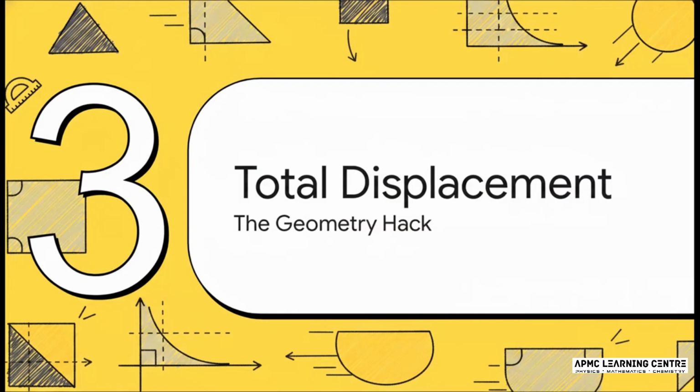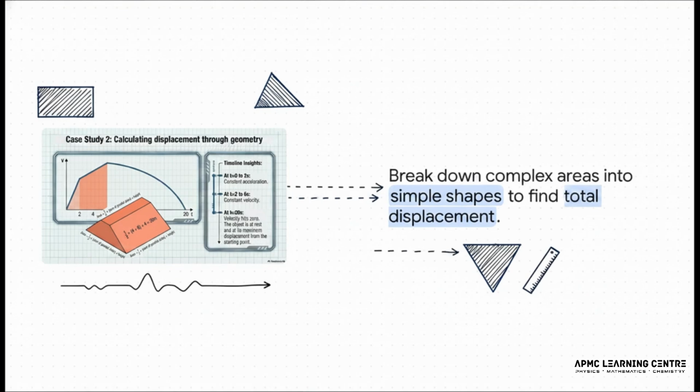All right, let's put that second rule of ours to work. We're going to figure out an object's total displacement. And the best part? You don't need any calculus or crazy advanced math. It's basically a little geometry hack. Yeah, seriously, no calculus needed.